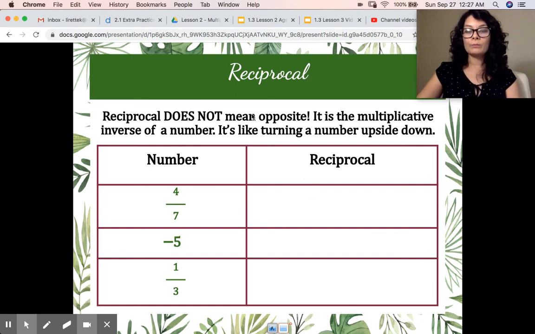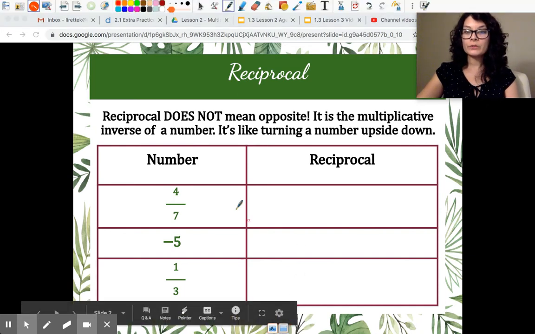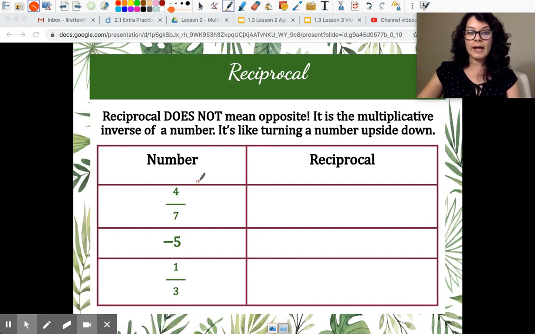A reciprocal means that you are finding the multiplicative inverse of the number. That's a fancy way of saying that you're essentially turning the number upside down. You're flipping the position of the values. So you're not changing the sign, you're just changing the position of the numbers. So hopefully you've copied this table down. Let's actually look at each of these numbers and find their reciprocal.